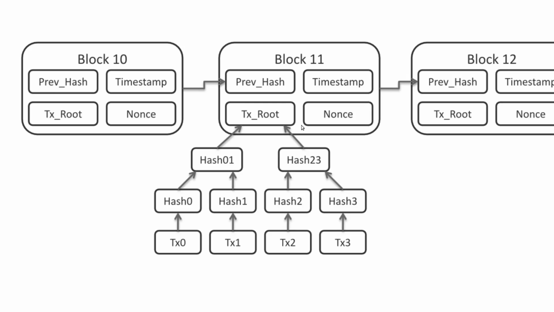This is a very fast and efficient way to verify that the transaction is in the blockchain and in block number 11. So by using this chain of blocks and using this Merkle tree, I can validate very fast that the transaction has been included in the block.